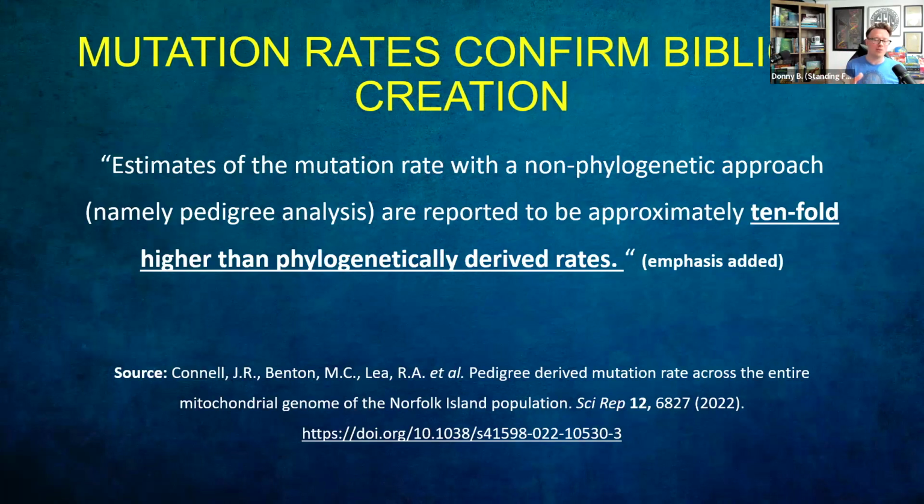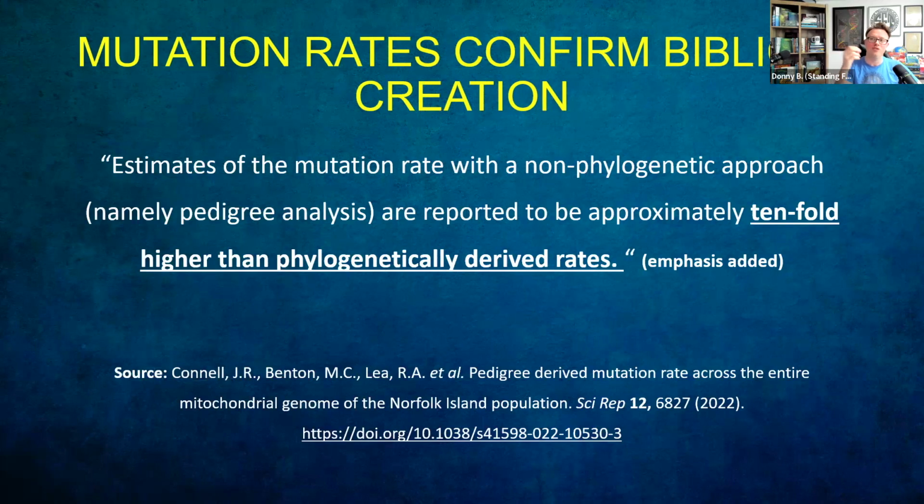In the Y chromosome, it's even faster. It's somewhere between 1 and 3 every single generation. And so what we're looking at here is biblical time. Notice this right from the conventional literature in 2022. Estimates of the mutation rate with a non-phylogenetic approach.